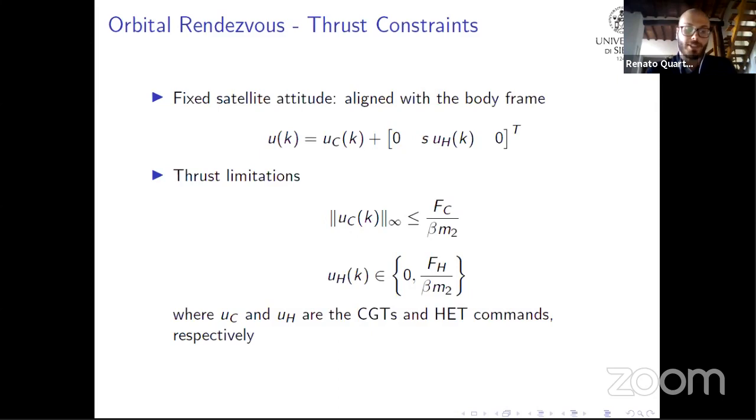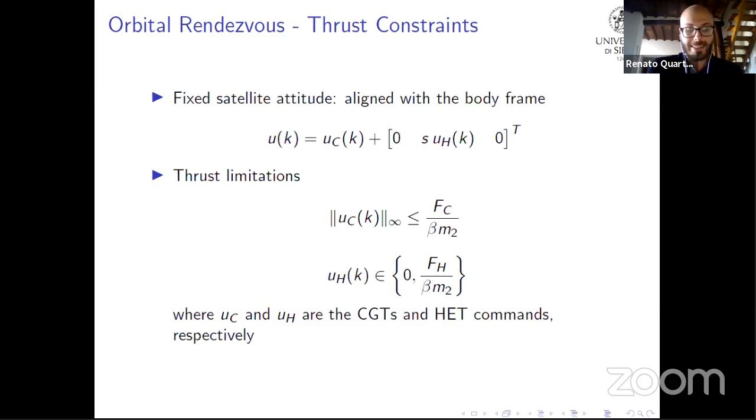In particular, the thrust constraints are essentially two. The first one is that the attitude of the satellite is supposed to be fixed and aligned with the body frame, so that the total thrust is just given by the sum of the two propulsion systems. Here, the variable s is just -1 or +1, accordingly to the orientation of the satellite with respect to the orbit rotation sense. In particular, in the phasing stage, the satellite will move in the same sense of the orbit, while in the terminal rendezvous, the direction will be the opposite of the orbital sense, so s will be -1.